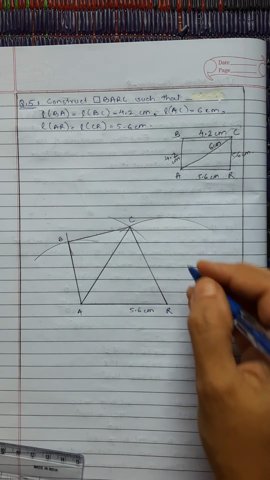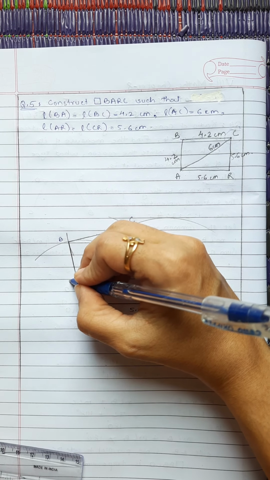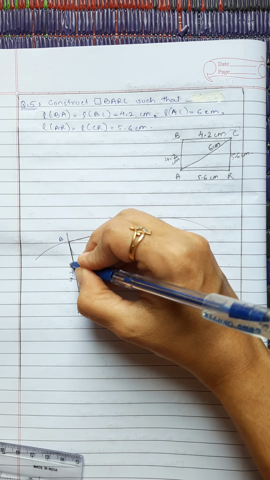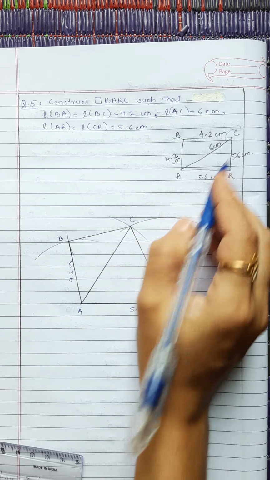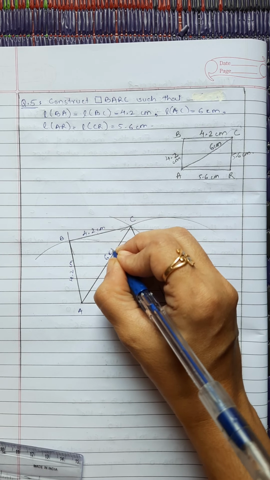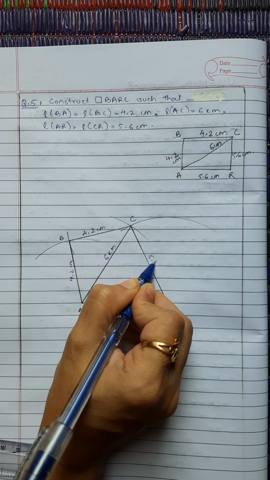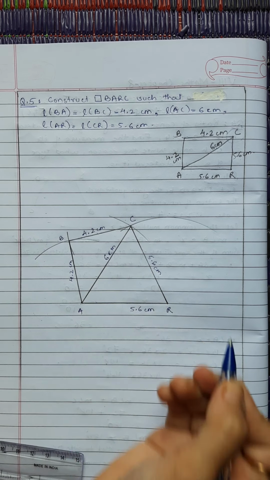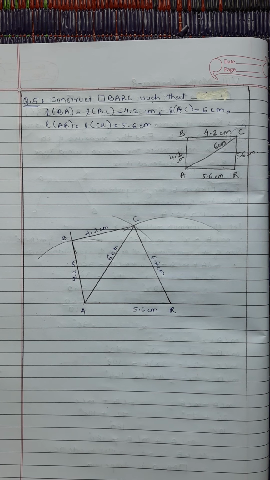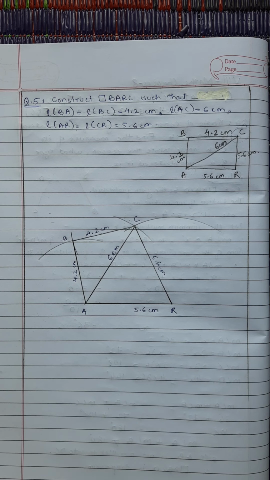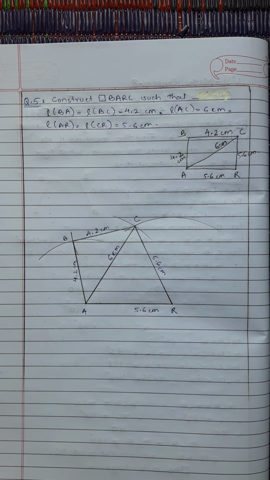Now write all the measurements. AB is 4.2 centimeters. BC is 4.2 again. Write 4.2 centimeters. AC was 6 centimeters. And CR 5.6 centimeters. Okay. So this is the construction of the quadrilateral required.